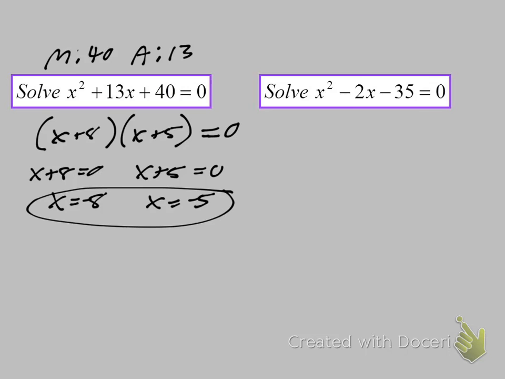What do you think? Solve x squared minus 2x minus 35. Multiply number on this one is -35. Your add number is -2. All right, so what numbers multiply to -35? 5 and -7. 5 and 7. What else?